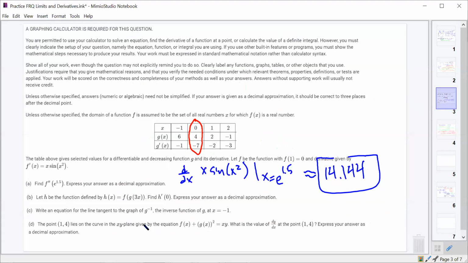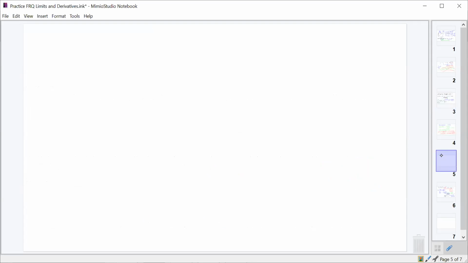So part C, we want to write an equation for the line tangent to G inverse at the point where x equals negative 1. So what rule do you think we're going to use for part C here? The inverse rule. So we're talking about G inverse when x is negative 1. So I'm going to first write out G inverse, and it's going to have a point when x is negative 1. What does that tell you about G, which is the inverse of G inverse? It's got to have a point where y is negative 1.